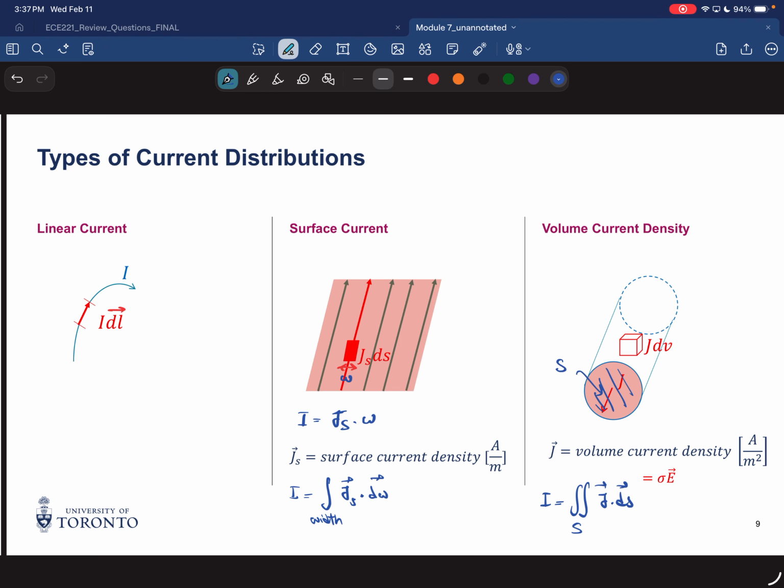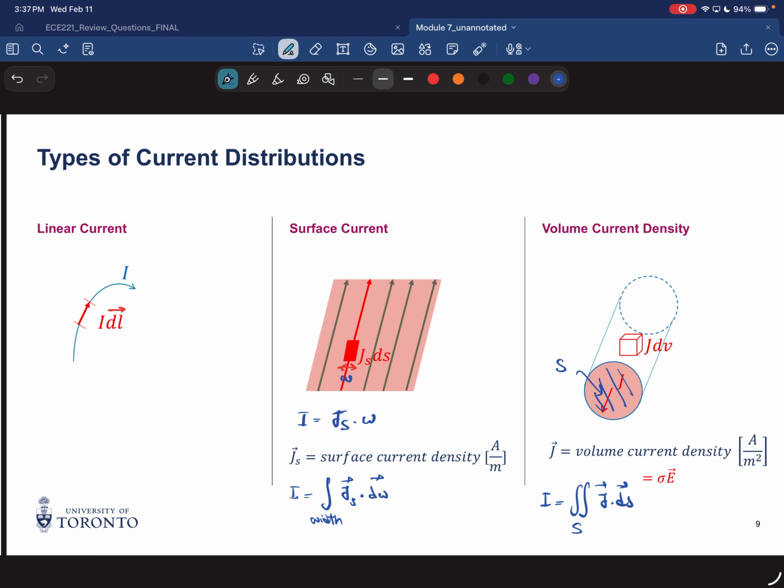It's unintuitive because it's amp per meter and not meter squared. Unlike when we were talking about volumetric charge density, which was coulomb per meter cubed, right? But this one, because J has a different definition, is a little different. What does IDL represent? Is it like linear current density, like J? No, the IDL is going to be the piece that you would find the force on.